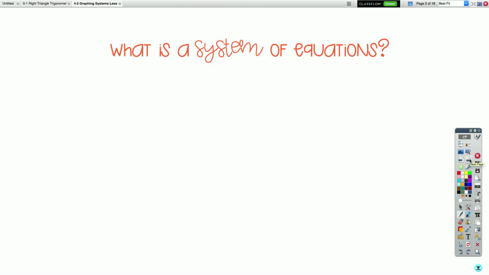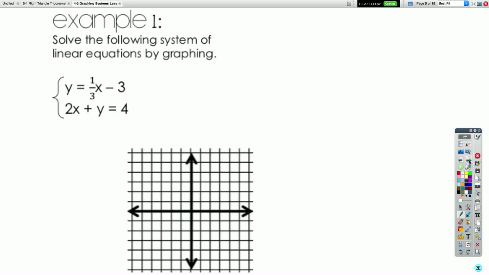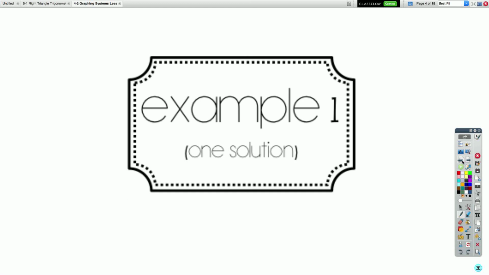In your foldable, the very first part, I kind of just went over what a system is. It's when you have two equations. A system is when you have two equations. Y'all understand? Example 1 is when you have one solution. So we're going to do that, but let's go back to where it says one solution.